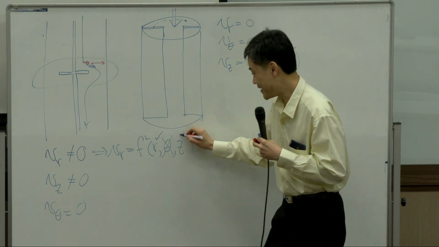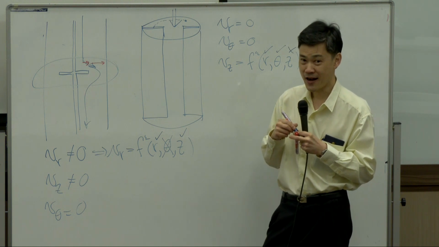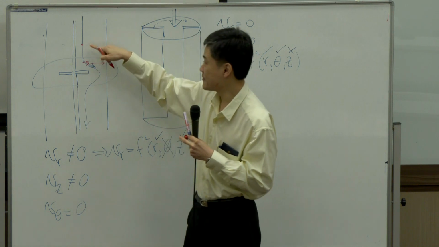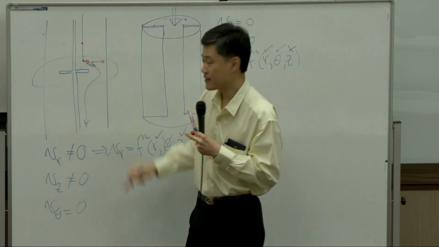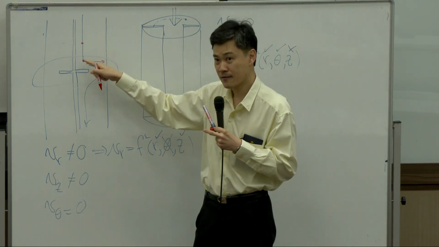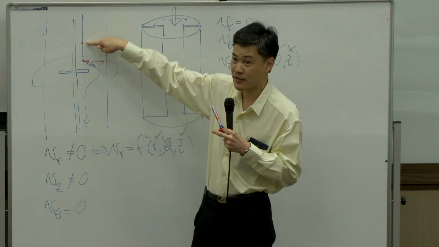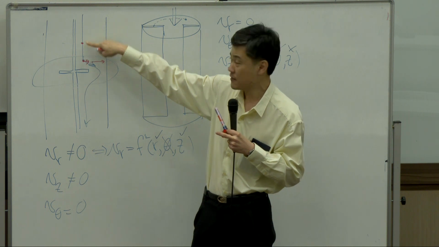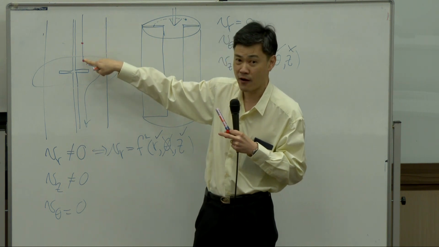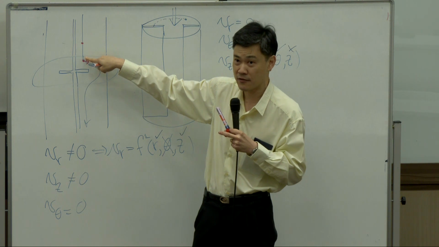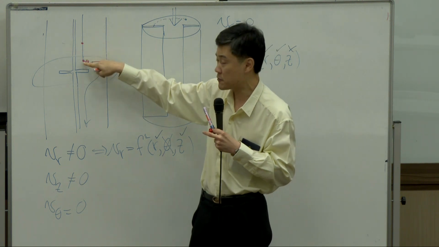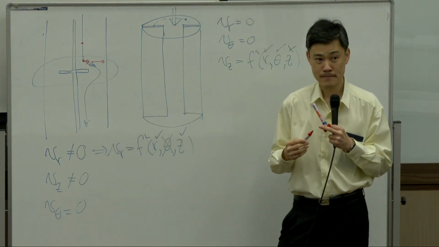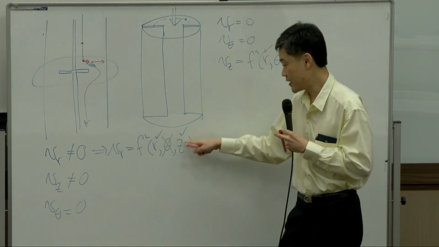You should see that it is a function of z. Why? Look at this. At this point and at this point, different z. At this point, you don't have velocity in the r component. In other words, Vr is 0 here. At this point, you start having Vr. Vr is not 0 here. So Vr is changing with respect to z. Can you see that? So in this one, it is a function of z.